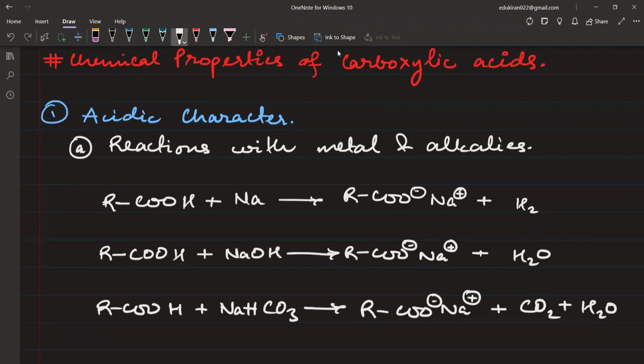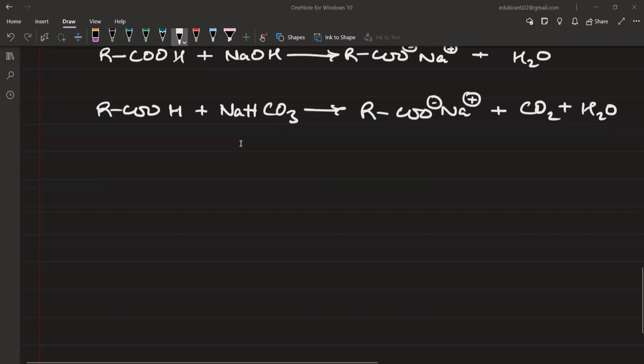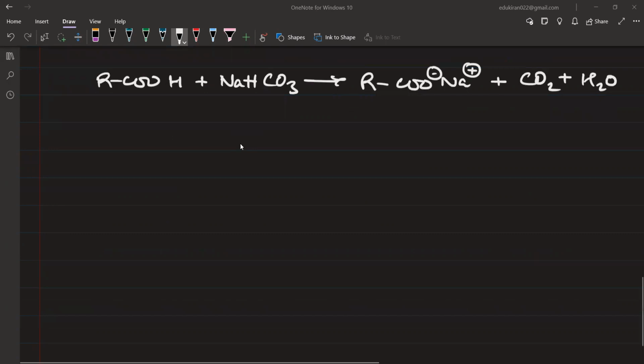So there are three parts in acidic character. First, these are the reactions. In all of these reactions, you are going to get the carboxylate ion, or you can say the salts of carboxylic acid, and hydrogen, water, carbon dioxide, and water in different reactions. Okay. Next part of acidic character will be acidic strength. And after acidic strength, we are going to talk about the effect of substituents on the acidic strength. So first of all, write all of these different reactions. Write the B part, acidic strength.